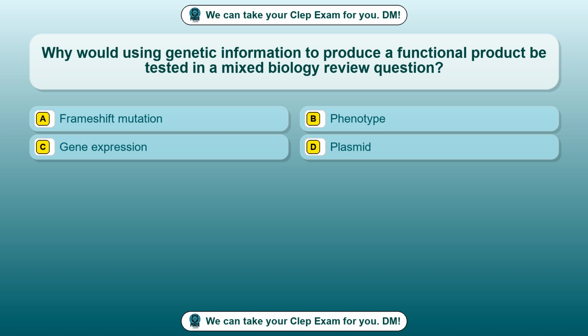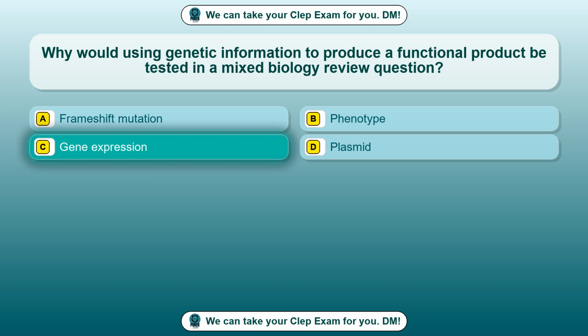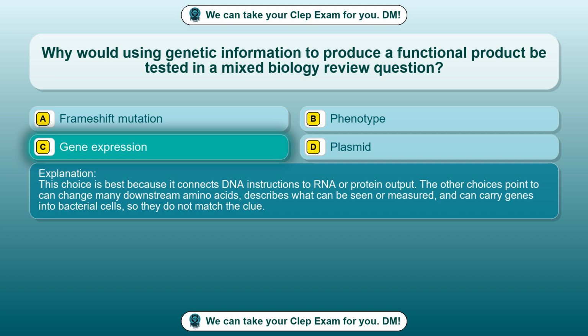Question 59. Why would using genetic information to produce a functional product be tested in a mixed biology review question? Option A, frameshift mutation. Option B, phenotype. Option C, gene expression. Option D, plasmid. The correct answer is option C, gene expression. This choice is best because it connects DNA instructions to RNA or protein output. The other choices point to can change many downstream amino acids, describes what can be seen or measured, and can carry genes into bacterial cells, so they do not match the clue.